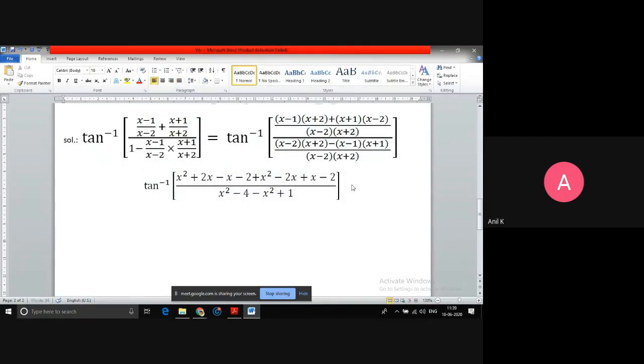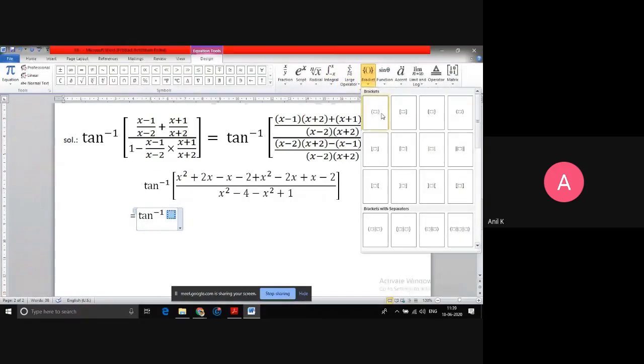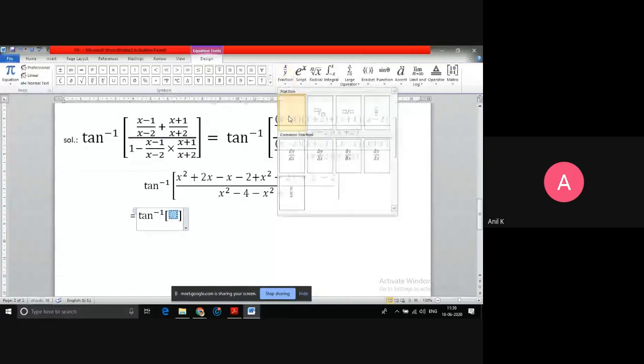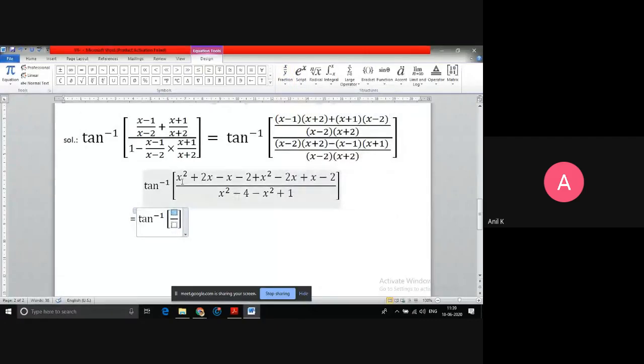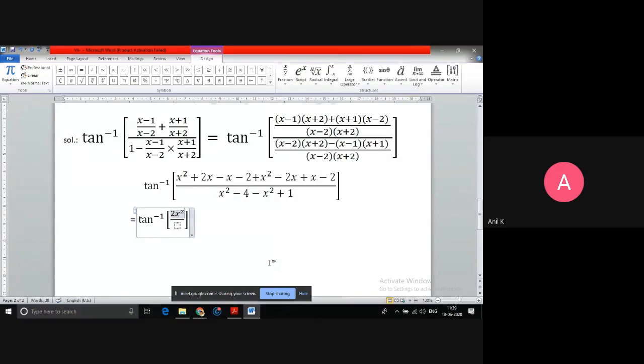Which is equal to, now what do you get? This tan inverse still remains the same. Tan inverse, let me put the bracket here. Again, a fraction will come. Now see what you get in the numerator. Plus x square plus x square is going to be 2x square. Now plus 2x minus 2x is going to get cancelled. Minus x plus x also is going to get cancelled. That means all the x terms are going to get cancelled.